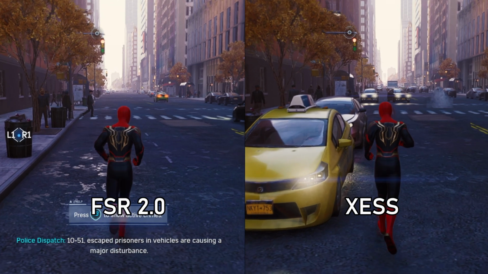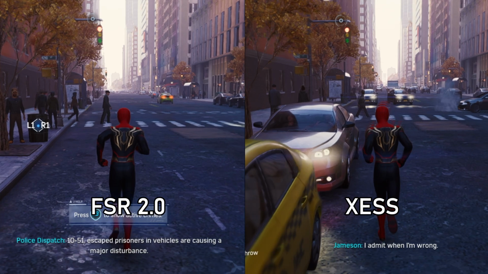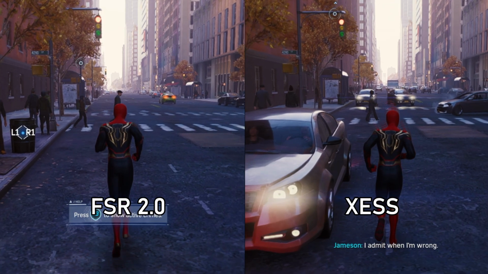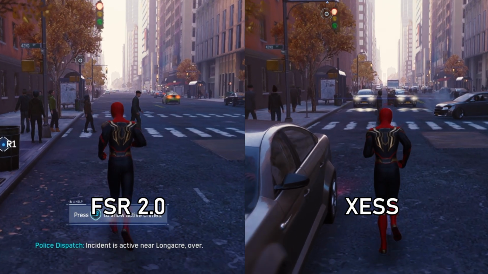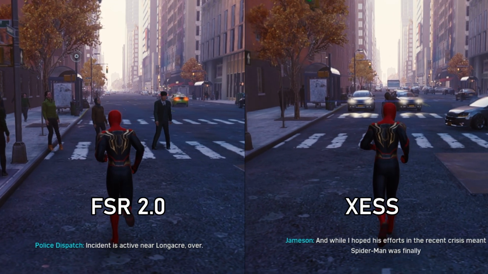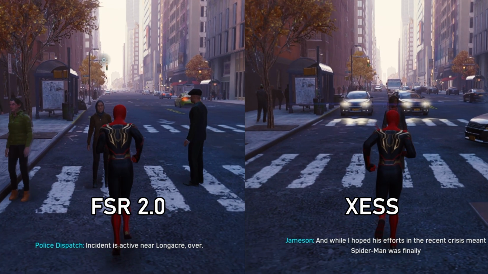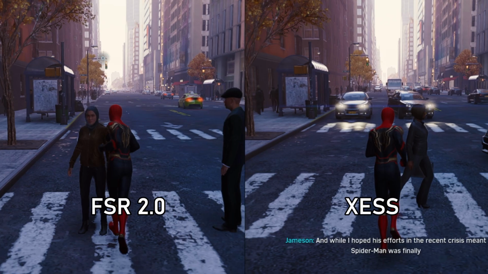Slowing things down once again, and just using the running animation here, we can see XeSS has significantly more ghosting than FSR 2 does. I personally never found the ghosting in FSR 2.0 to be that bad in this title. There's a little bit I can notice around Spider-Man when he bobs up and down, but on XeSS there are many ghosting frames left behind Spider-Man as he moves around.